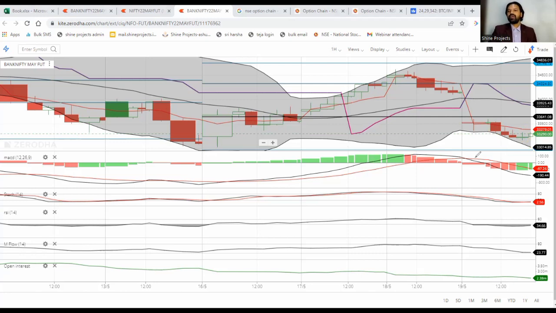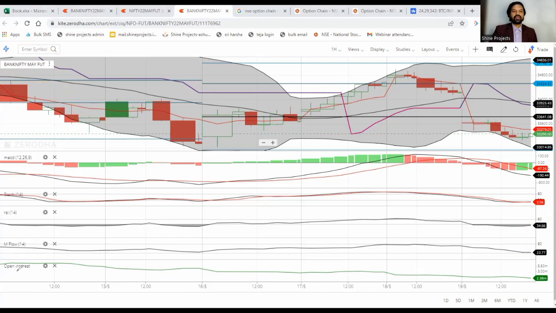Okay, and here the MACD crossover took place, which is definitely a negative. Okay, and the stochastic oscillators are in a range of 2, which is very bearish. Anything below 20 is extremely bearish, and RSI below 40 also indicates weakness. Okay, and the next one is money flow, and money is flowing out of the security. Which security are we looking at? We're looking at the Bank Nifty May future.